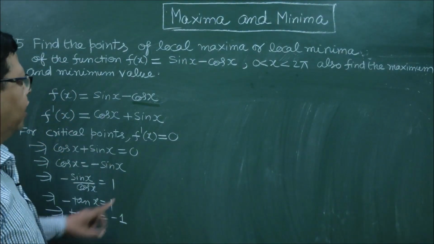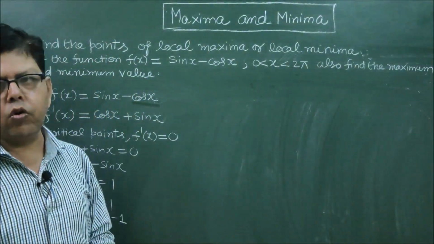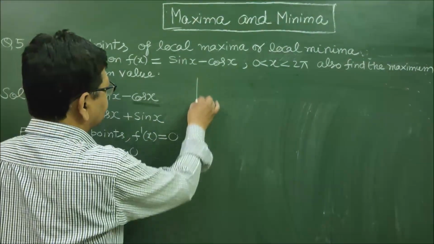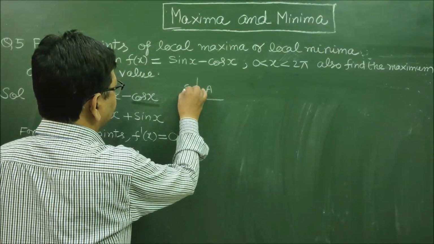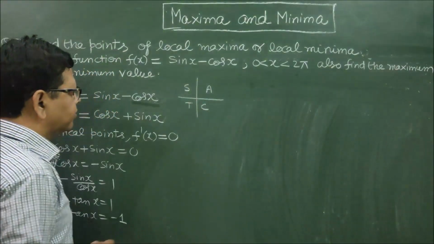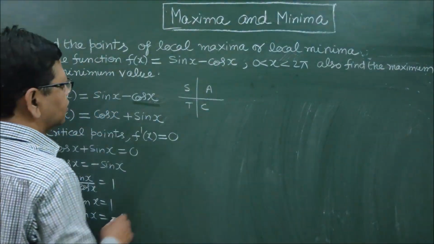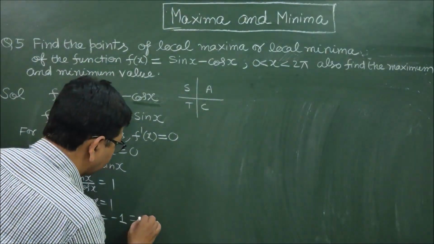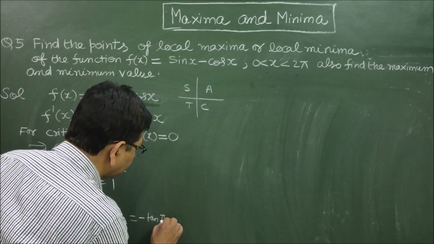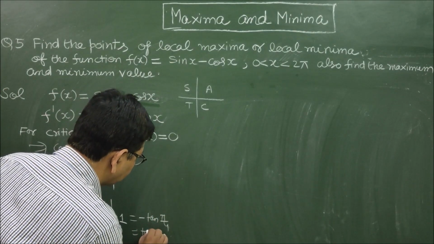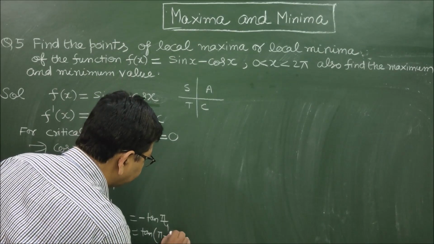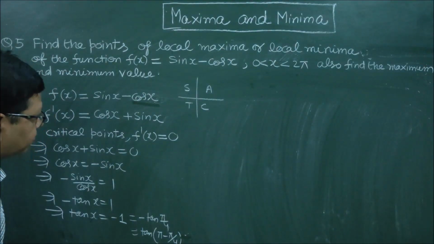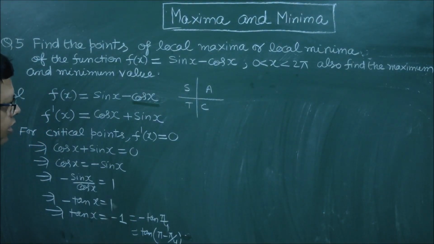Now we need to find the angle which lies between 0 and 2 pi. So tan x is negative. From the ASTC rule, tan x is negative in the second quadrant and fourth quadrant. So I can write this is equal to minus tan pi by 4. So I can write either this is equal to tan of pi minus pi by 4, or this is equal to tan of 2 pi minus pi by 4.